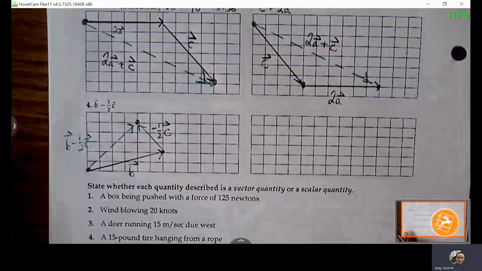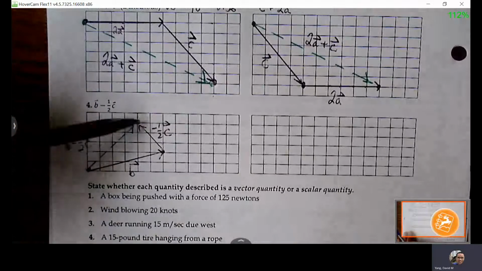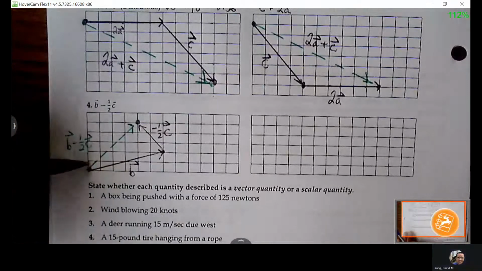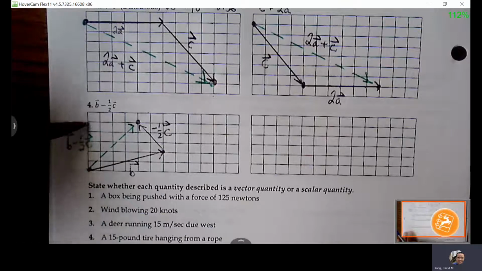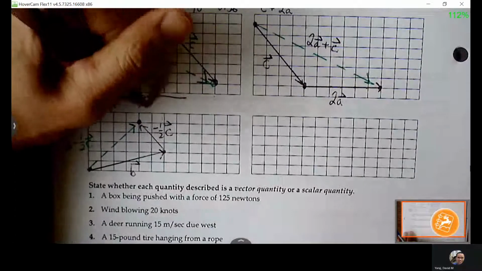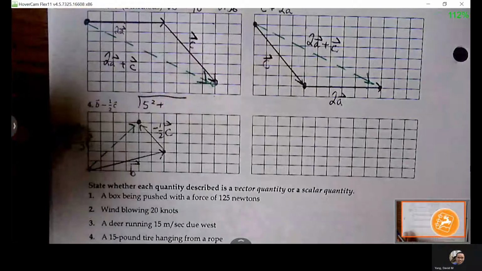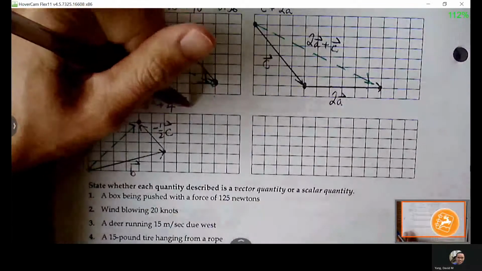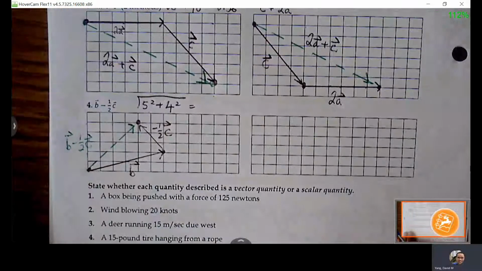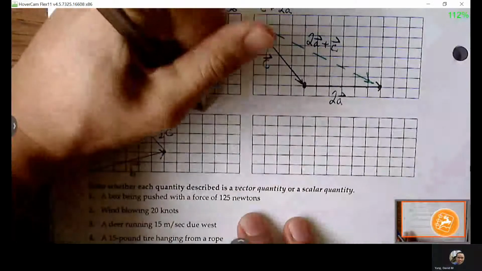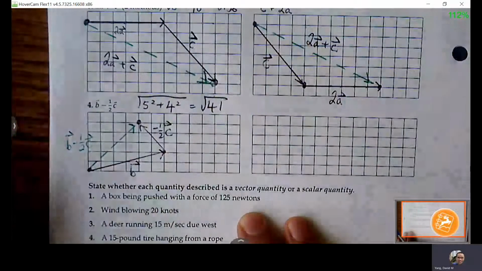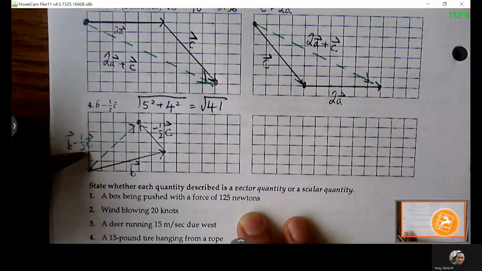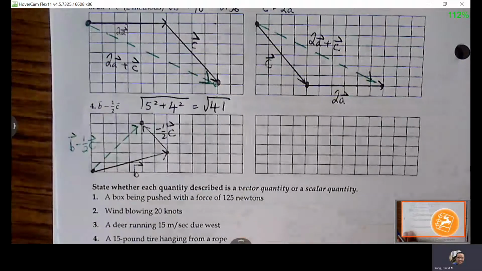For number 4, force this to be the hypotenuse of a right triangle. 1, 2, 3, 4, 5. Okay, questions there?